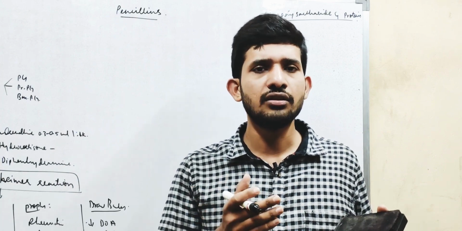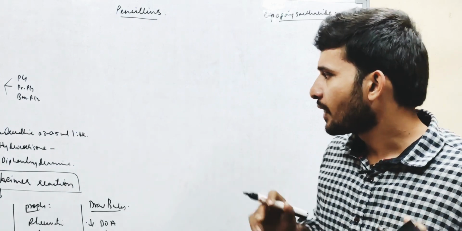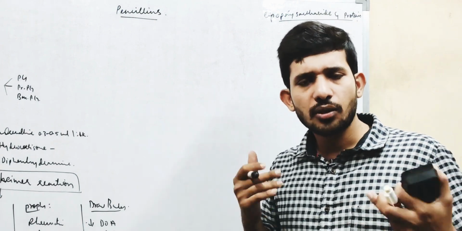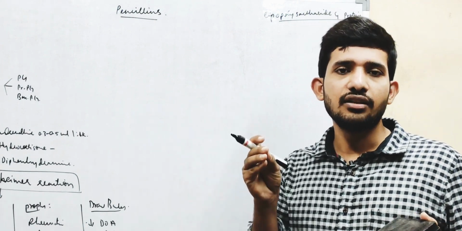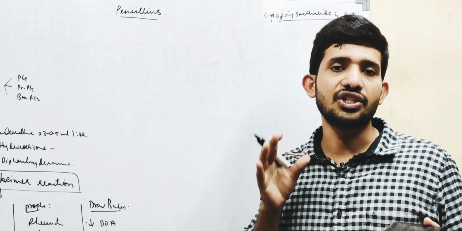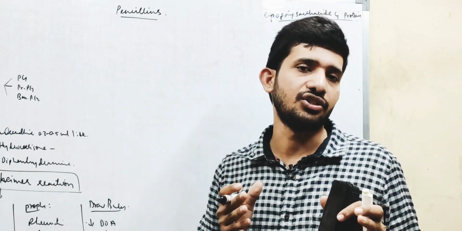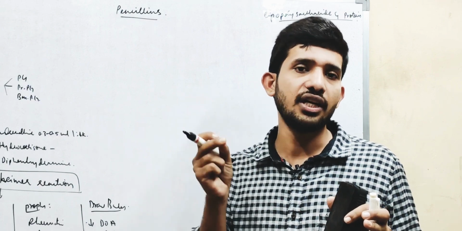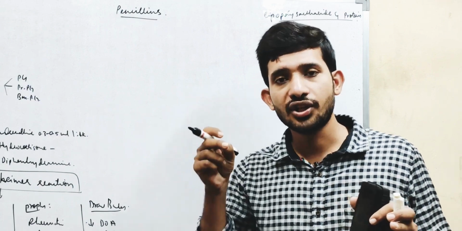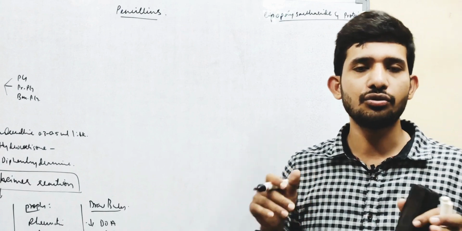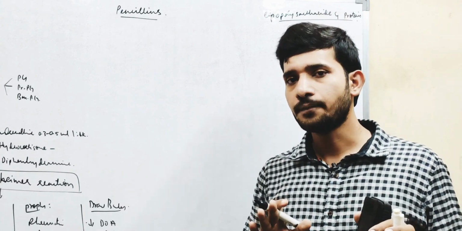So it is excreted through urine, and remember penicillin G, or all the penicillins, are excreted through tubular secretion. They don't undergo glomerular filtration. They are excreted through tubular secretion, and through the tubules it will be excreted through urine. This is a very important thing.